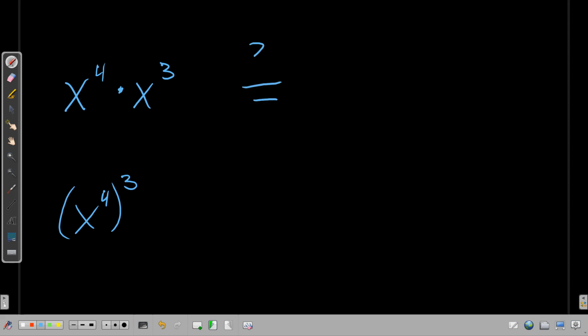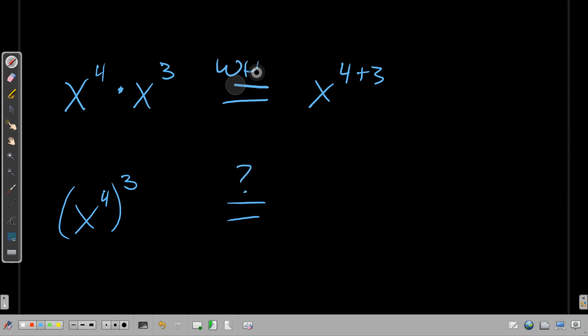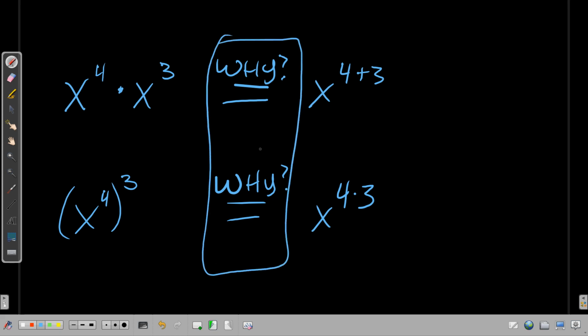We want to find out why x to the power of 4 plus 3 is equal to, and why this is equal to, an x with an exponent of 4 times 3. This is the goal. The goal is this.